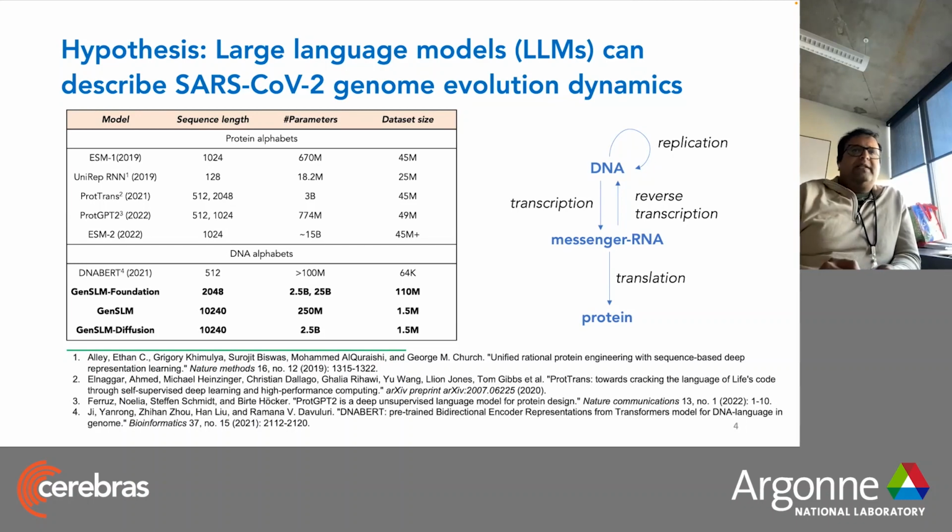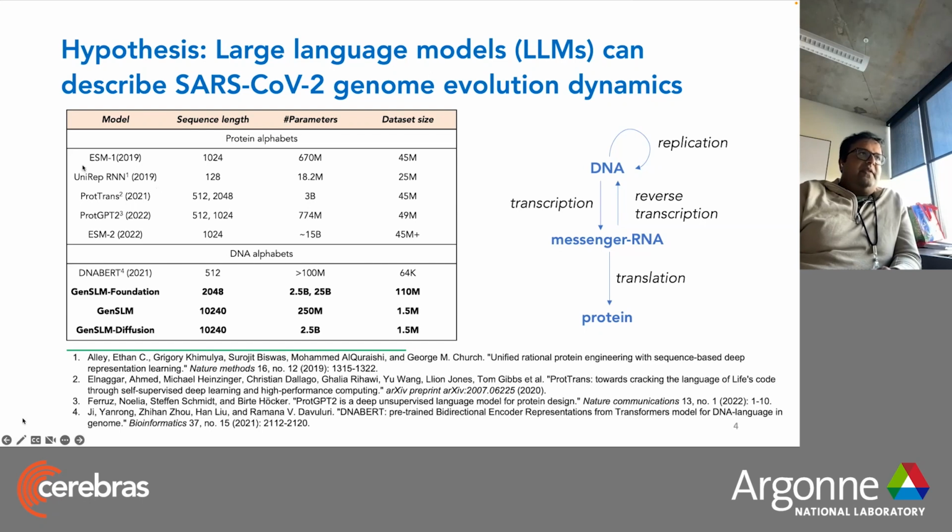The basic hypothesis that we went with in the study was to ask: is it possible for us to adapt these large language models to describe how the SARS-CoV-2 genome actually evolves, right? And why are we doing this at the level of the DNA instead of at the level of the protein? The DNA actually has quite a bit of information regarding all the translational modifications that can happen even before it's actually translated into the protein.